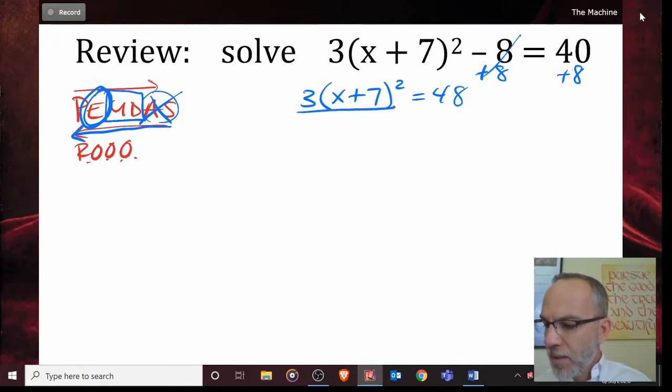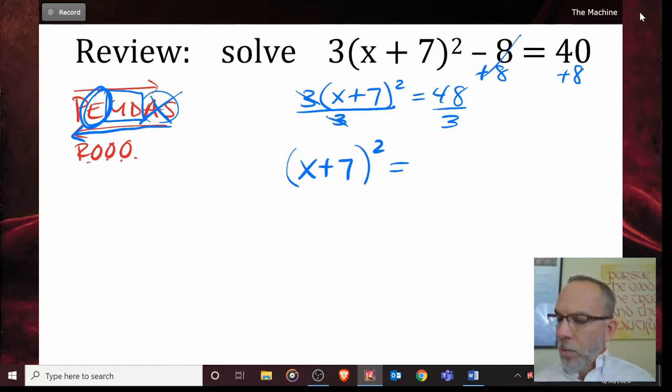I divide the left-hand side by 3 and divide the right-hand side by 3. And this cancels and this cancels. Then I get x plus 7 squared is equal to, what is that? Let me do some short division here. If you don't know how to do short division, watch. How many times does 3 go into 4? Once. And how many remaining? 1 left over. How many times does 3 go into 18? 6 times.